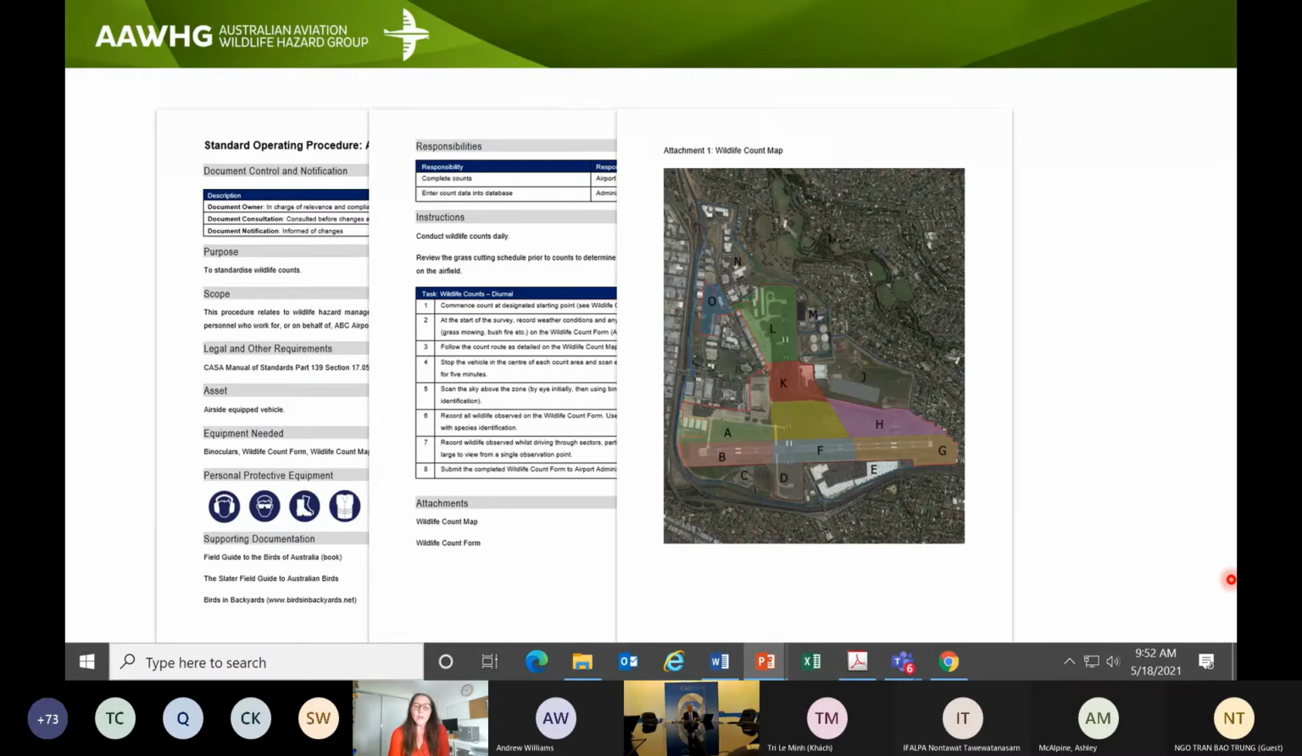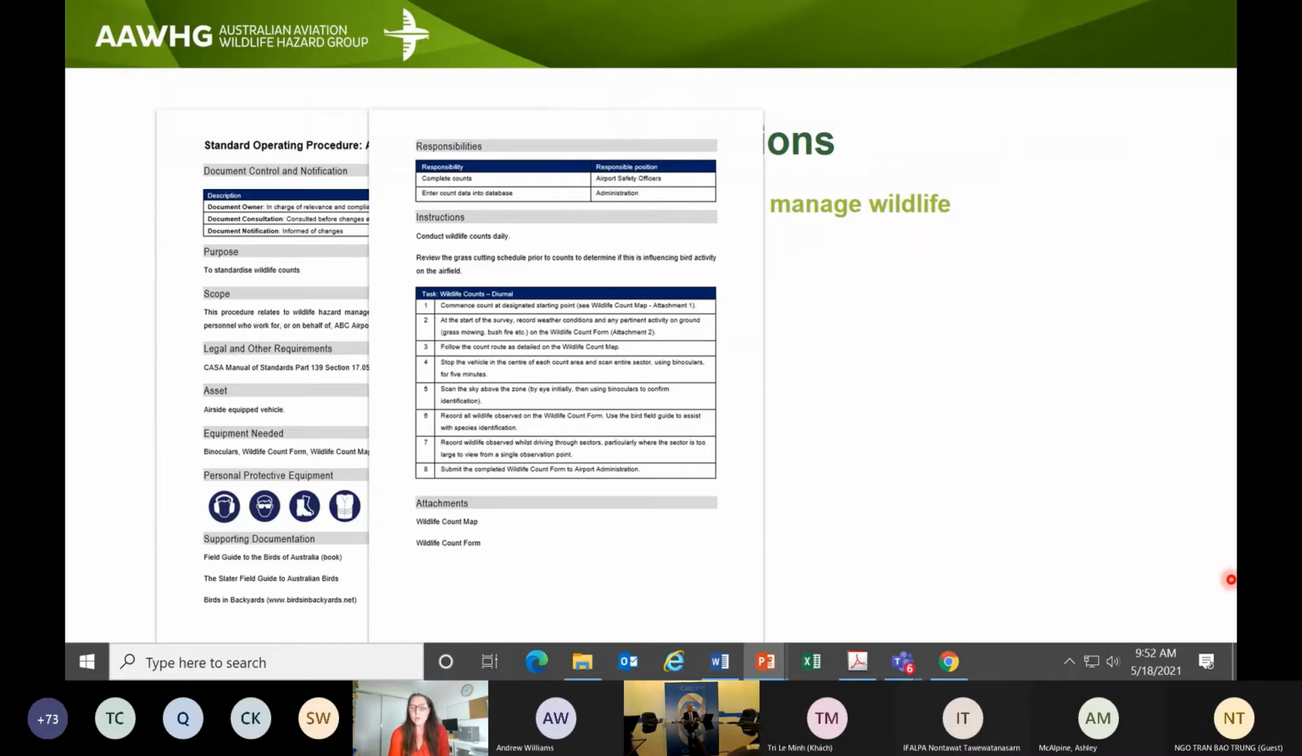So this particular one is related to bird counts, and it's a step-by-step instruction on how the airport safety officer can complete those bird counts.